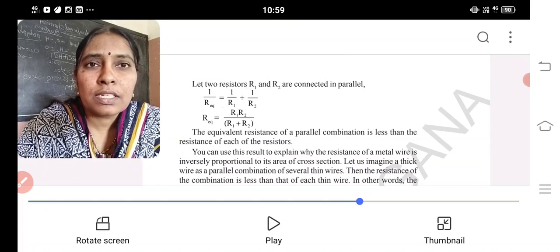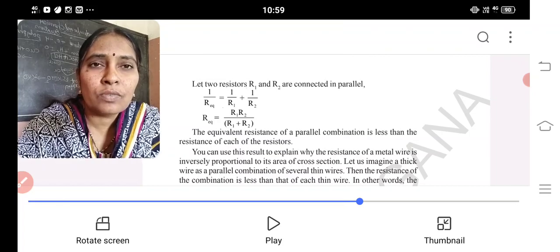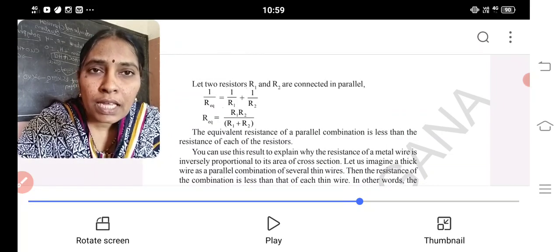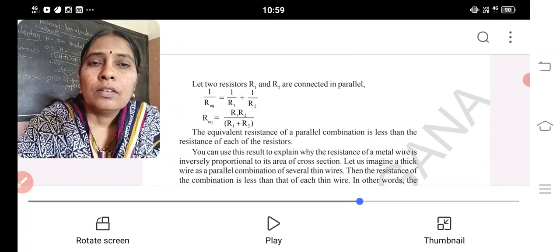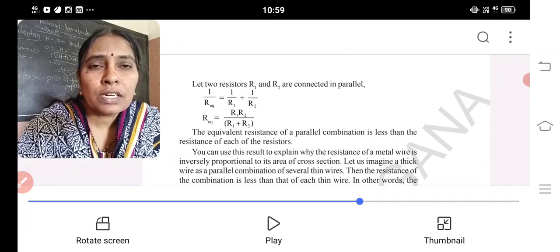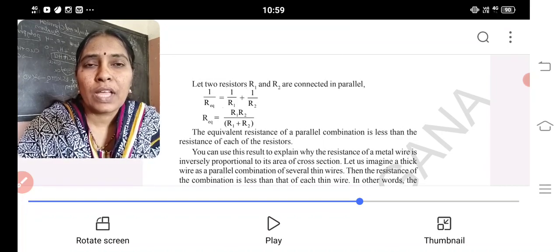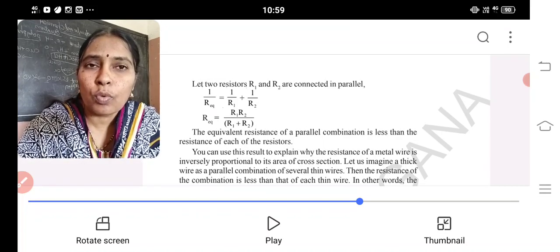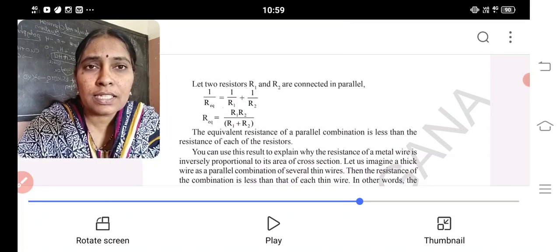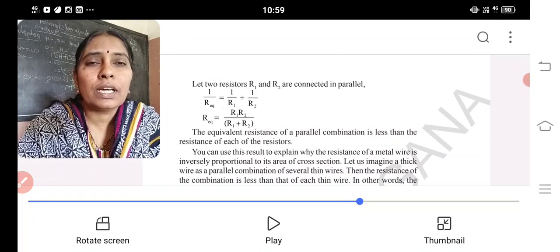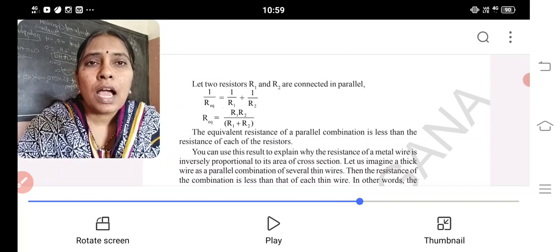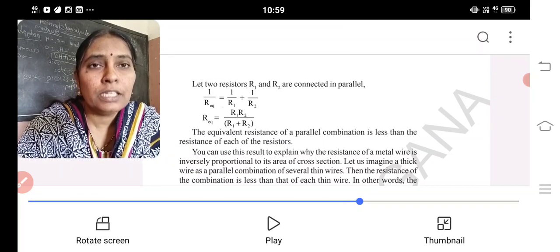What is the equivalent resistance in parallel connection? That is 1 by R equals 1 by R1 plus 1 by R2 plus 1 by R3. How do we write this? When they are connected in parallel, current divides but potential remains constant, as they are connected to one common point. That is, V remains constant but current divides. I equals I1 plus I2 plus I3.